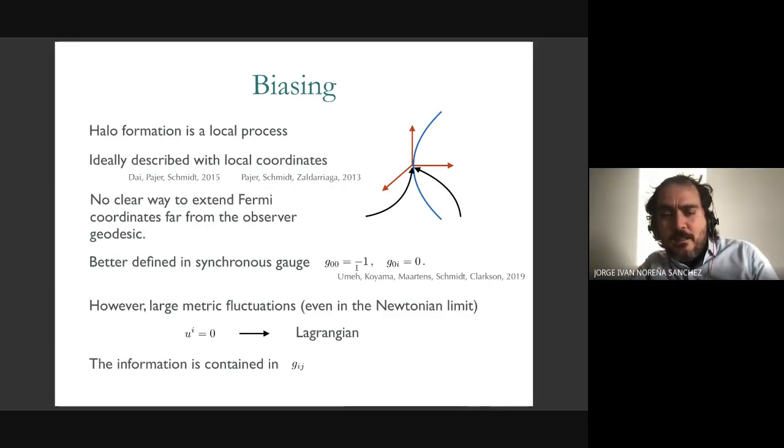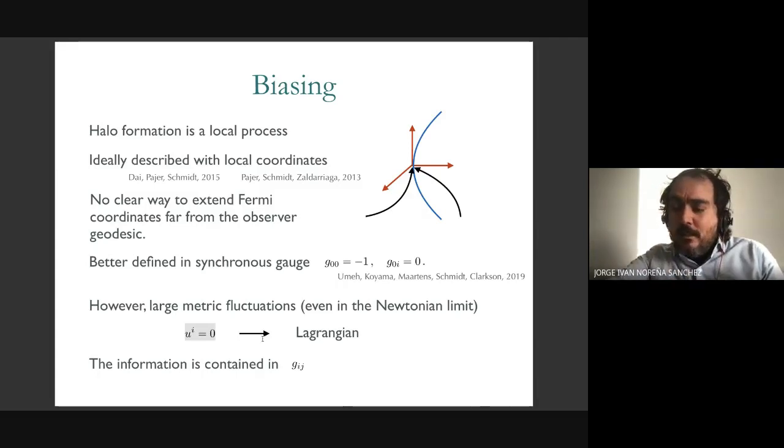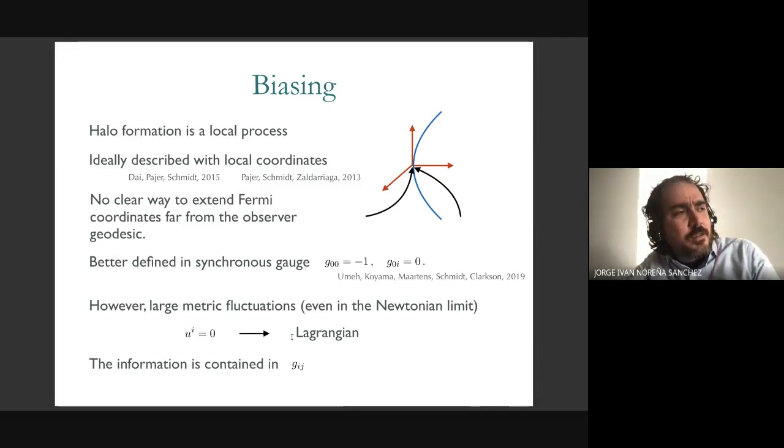The synchronous gauge is a Lagrangian gauge. The four-velocity is by definition zero. The space component of the four-velocity is by definition zero. So the particles move with the coordinates. It's a Lagrangian gauge, so all your information on large-scale structure is contained in your space metric.